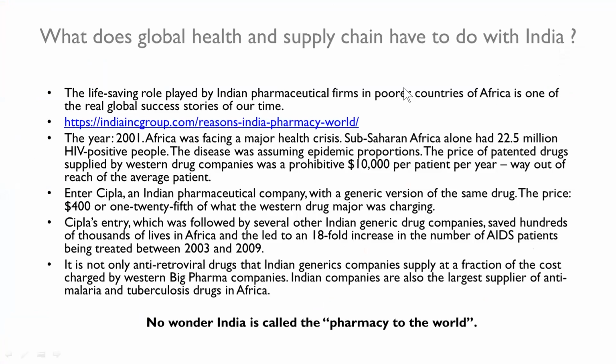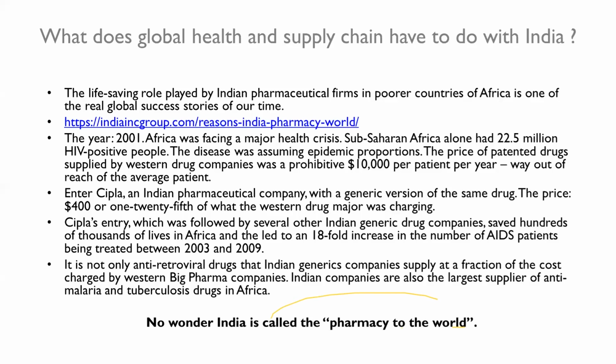Okay, so what does this global health supply chain that we've talked about have to do with India? Well, if we think back 20 years ago, it was the height of the HIV/AIDS epidemic. There was a major problem. The medicines which were available were very expensive. They were from Western drug companies, they were brand name medicines, and they cost about $10,000 per patient per year. And in low and middle income countries, the majority of people just could not afford that kind of medicine.